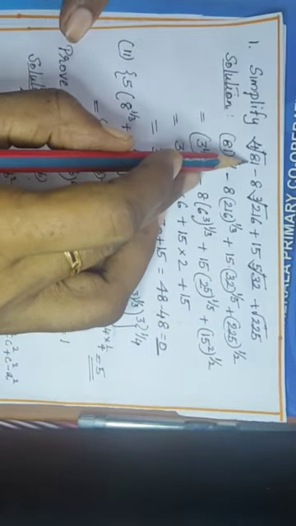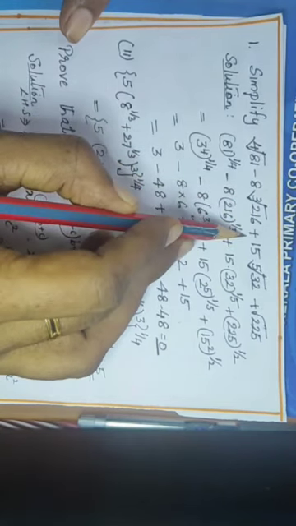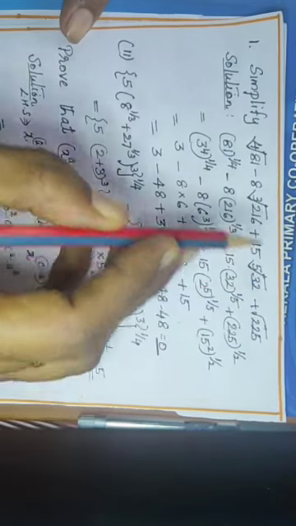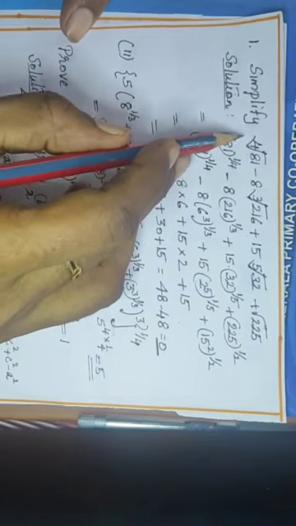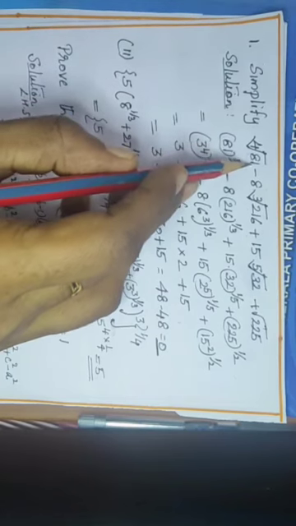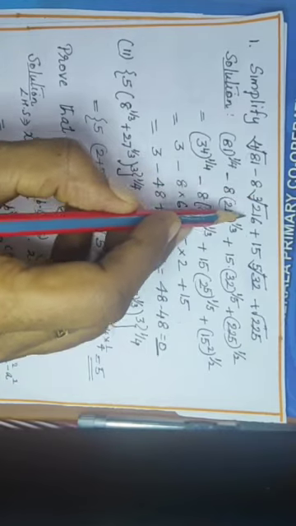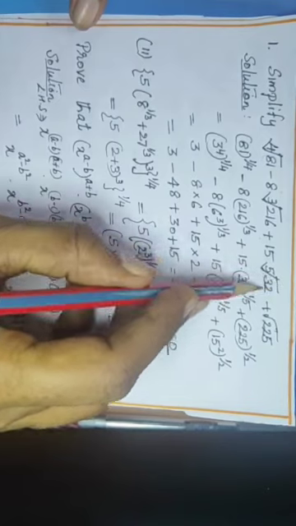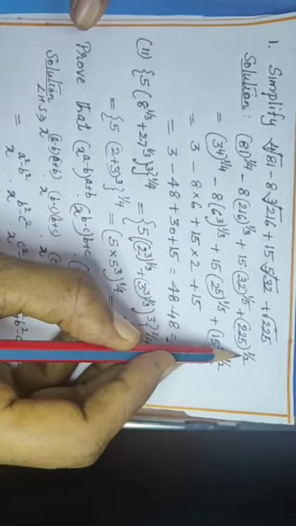Simplify 4th root of 81 minus 8 into cube root of 216 plus 15 into 5th root of 32 plus root of 225. Now just now I told you nth root of a means a raised to 1 by n. So fourth root of 81 means 81 raised to 1 by 4. 8 into this again 216 raised to 1 by 3 plus 15 into this will be 32 raised to 1 by 5. This is 225 raised to 1 by 2.